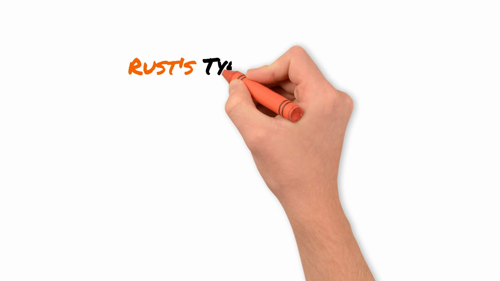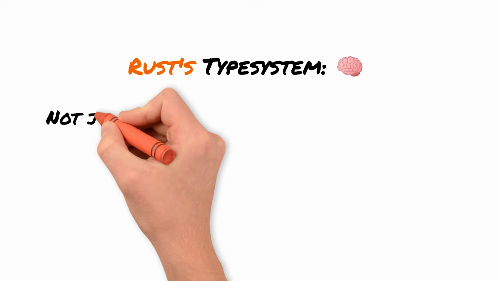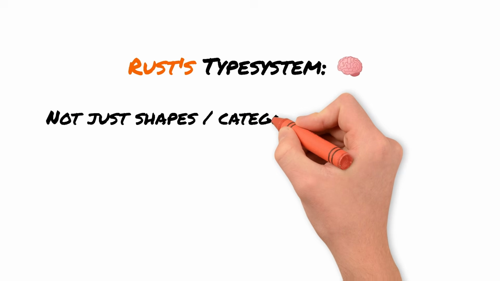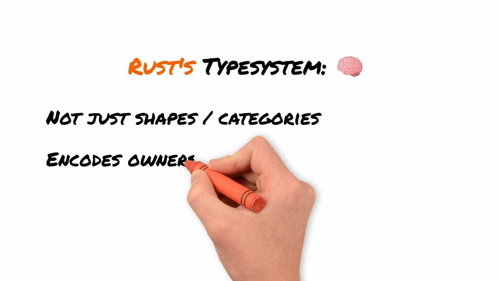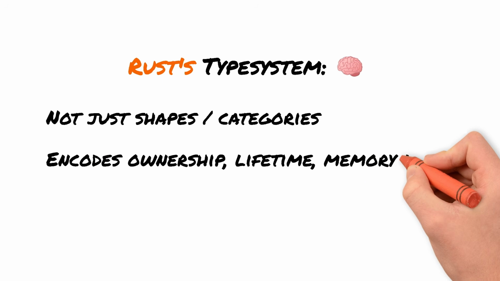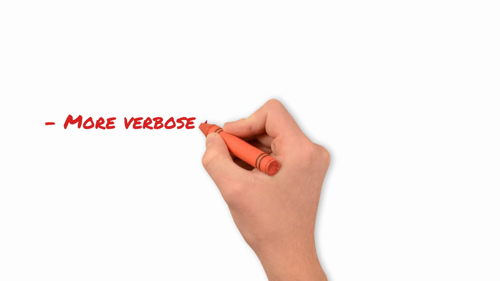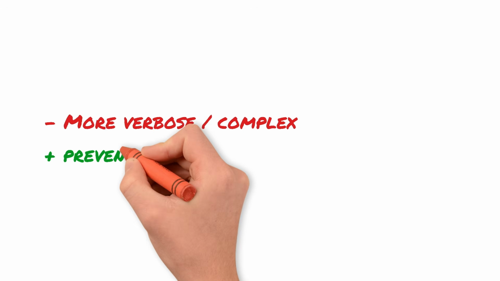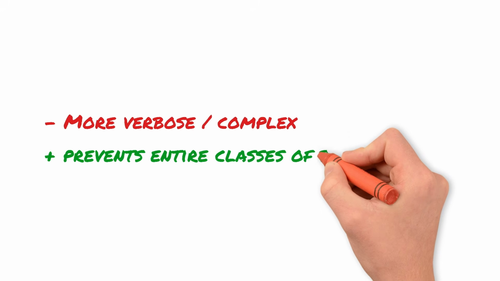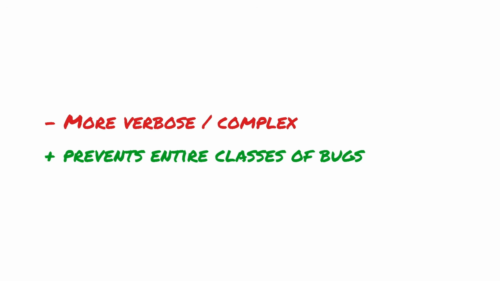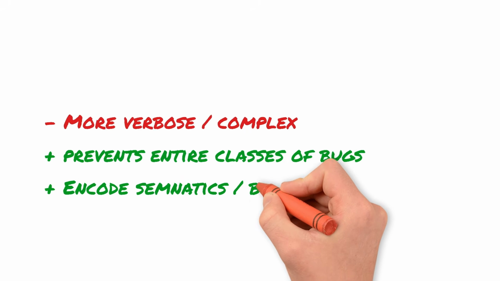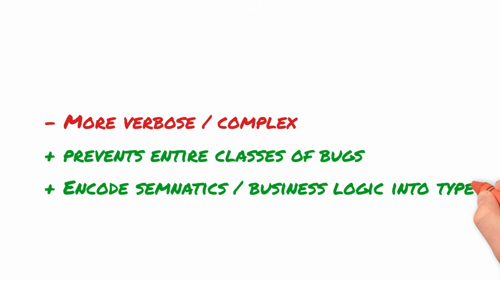Let's go over Rust's type system. Rust's type system doesn't just shape or categorize data. It encodes ownership, lifetimes, and memory layout information, among other things. While this makes the language more verbose and complex, it also prevents entire classes of bugs, including memory safety ones, that other languages allow. Since Rust's type system is expressive and the compiler enforces type constraints strictly, you can use the type system to encode the semantics of your business logic into your types.